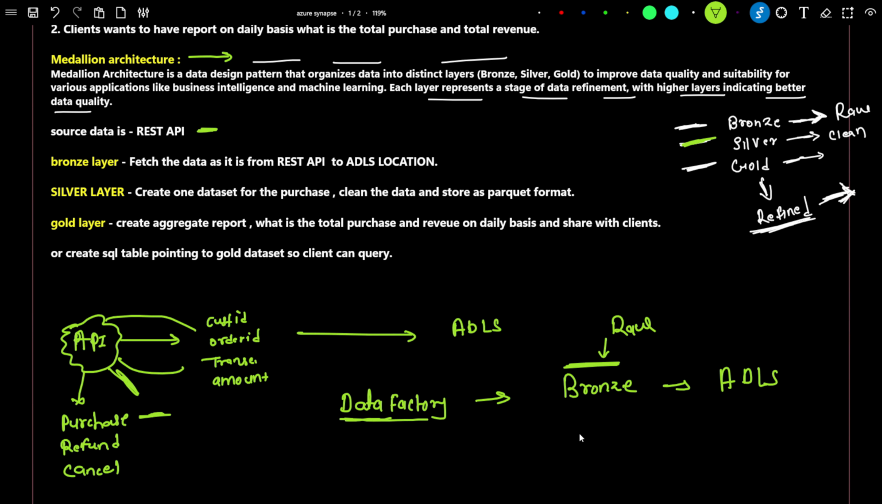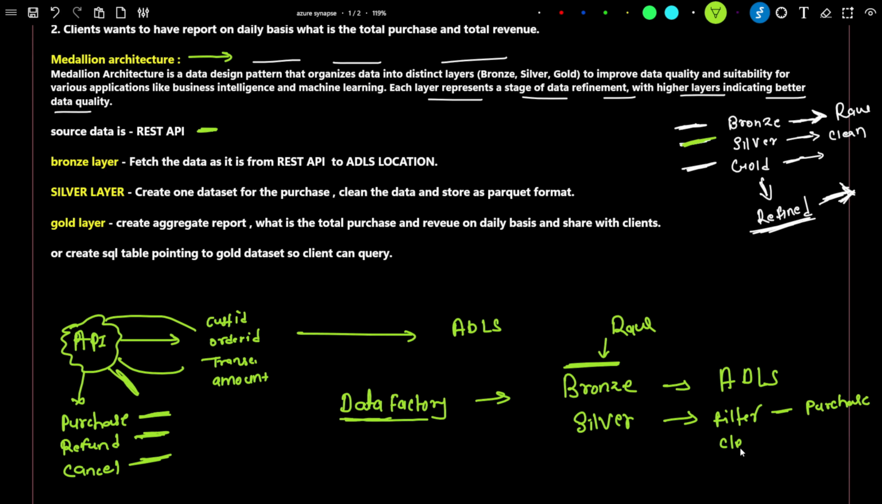We'll create a silver layer. Now in the silver layer, what will we actually do? From this ADLS, whatever data we have stored, from the purchase, we will filter the data. In the raw data, in the bronze layer, we have all kinds of data. So in the silver layer, we will only filter the purchase related data, because that is what the business is asking of us. So we will filter only the purchase related data.